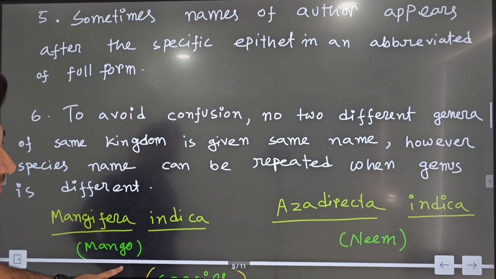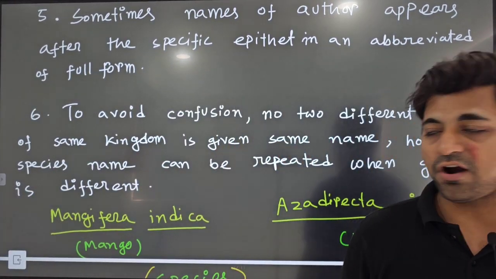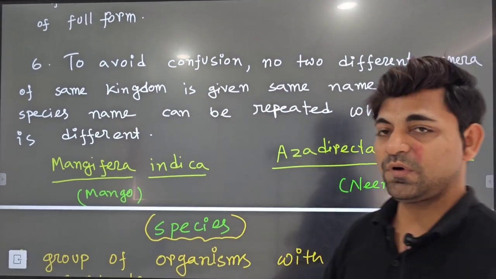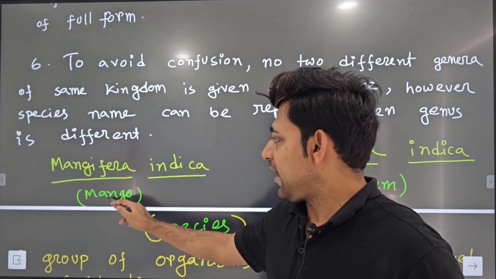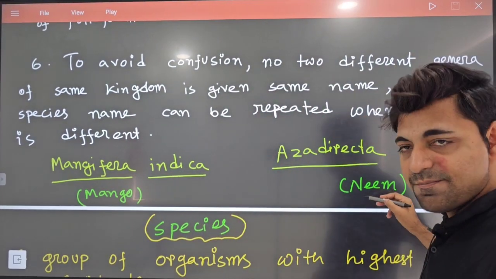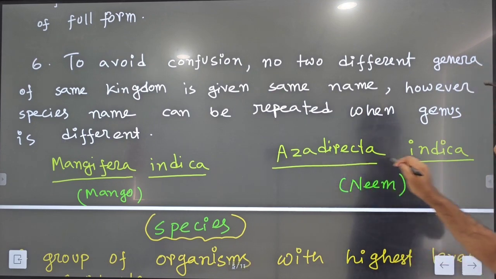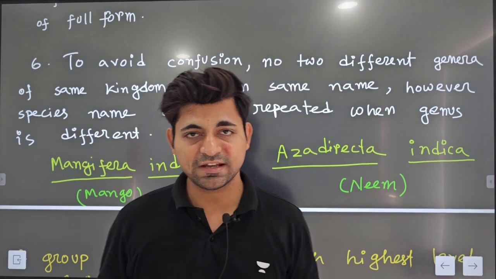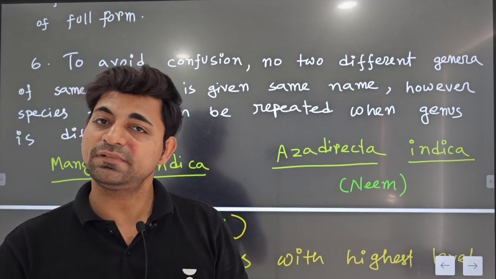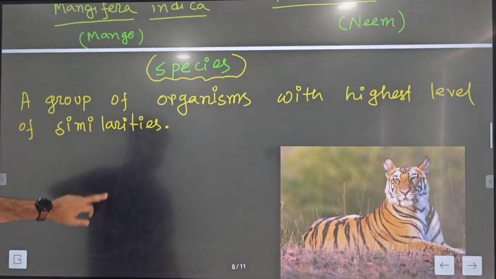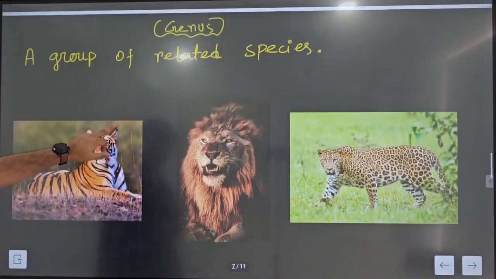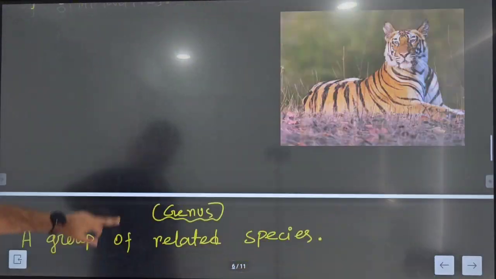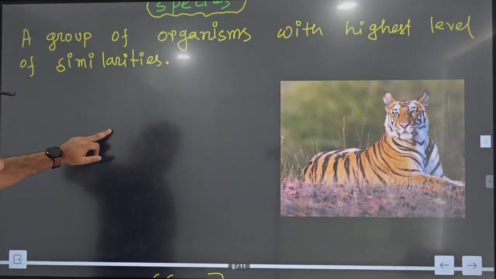So what we said, that homonyms are not possible. Homonym means similar generic name for two different groups. But mango's scientific name is Mangifera indica. For the neem tree, the scientific name is Azadirachta indica. So here the specific epithet indica can be the same, but the generic name cannot be the same. Okay, we'll get back to this page again.